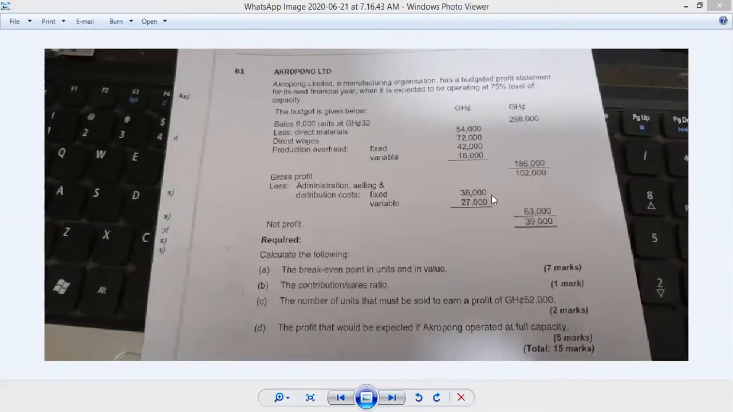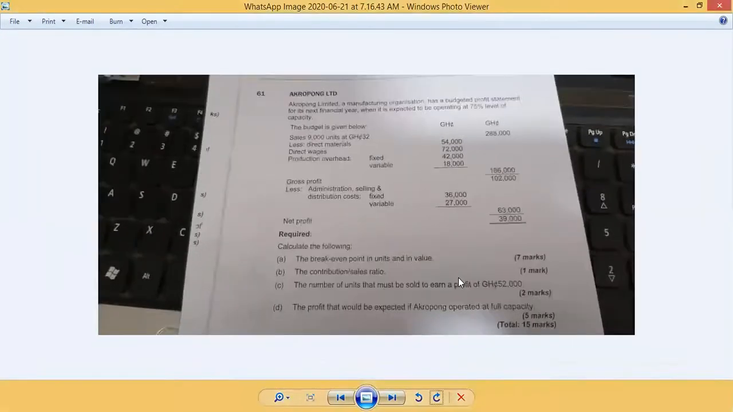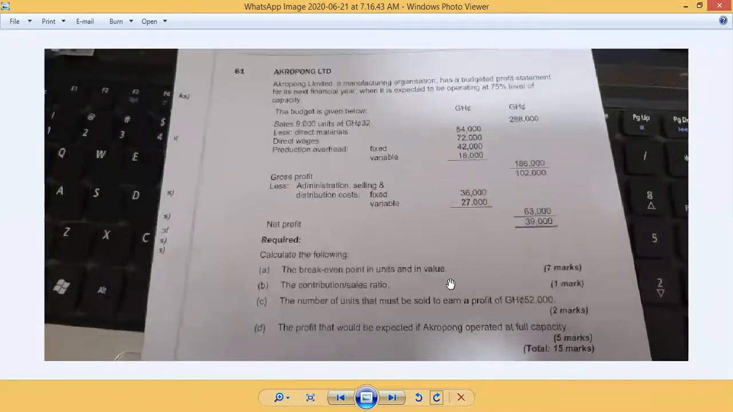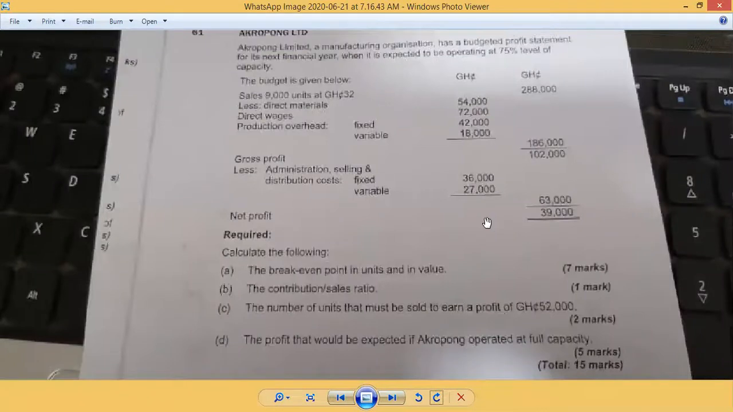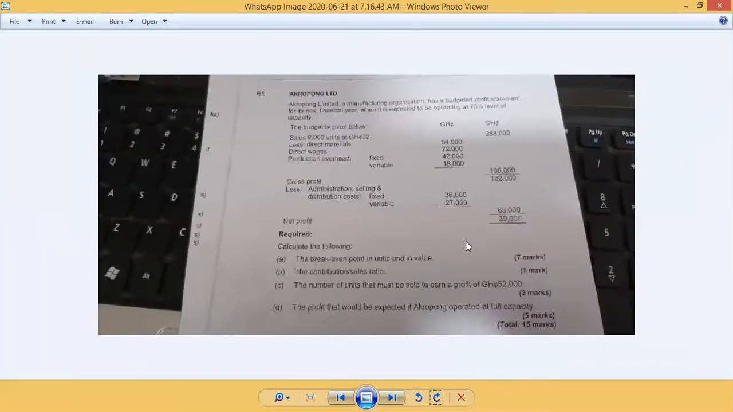So first of all, it's time to calculate the break-even. So you scan through break-even point. Point means in units and in value. Point means in units and what? In value. Good. In units and then in value. That's fine. So what do we do?